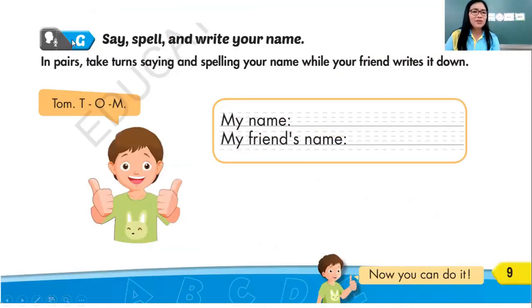Now let's go to letter G. Say, spell, and write your name. In pairs, take turns saying and spelling your name while your friend writes it down. Because we are in online class, you can talk with your sister or your brother or even your mom or your dad, okay? You will write first your name and then your friend's name.